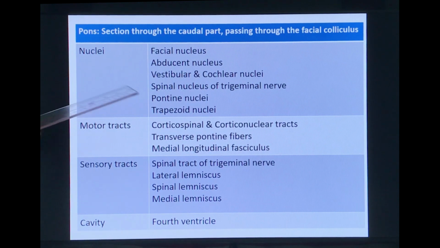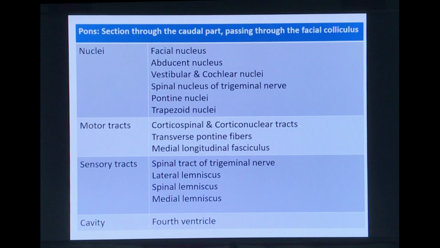Then you can also see, at the basilar part, the pontine nuclei, and between the basilar part and the tegmentum, you will see one more group of nuclei called the trapezoid nuclei, also called the trapezoid body, and it also has one more olivary complex called the superior olivary complex. They are together. So these are the nuclei present in this section.